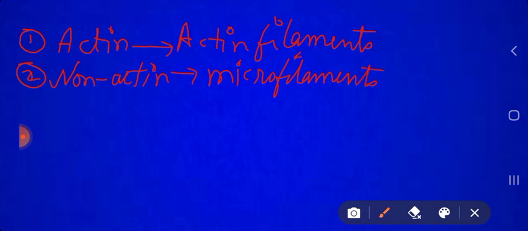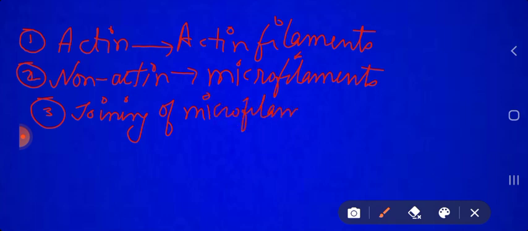The third way through which actin protein interacts is joining of microfilaments with a network. So there is cross linking now. The actin proteins are involved in cross linking, right? Joining of microfilaments with a network.